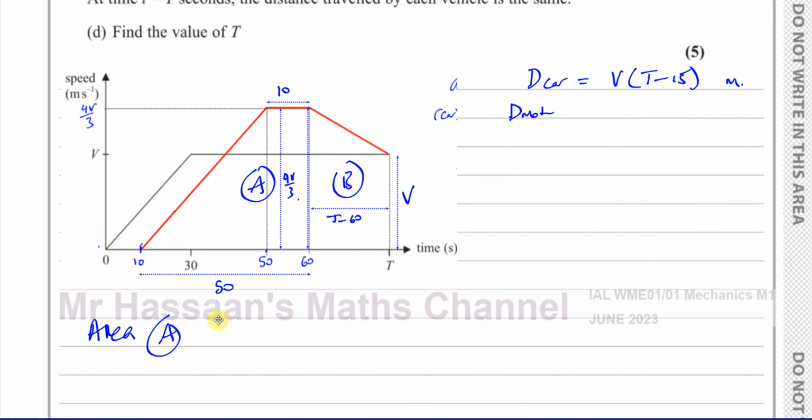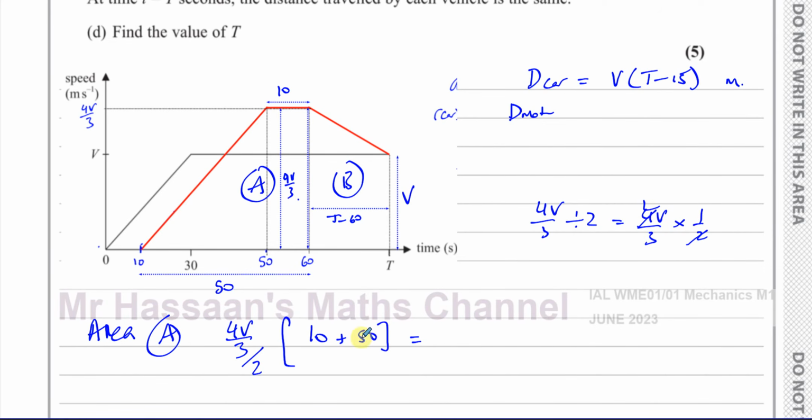Okay, so now the area of A is given by the distance between the parallel sides, which is 4v over 3, divided by 2 times the sum of the parallel sides, which is 10 plus 50. That gives us 4v over 3 times 1 over 2, which is 2v over 3. That's 2v over 3 times 60, and this cancels with that, giving me 20. So it's going to be 40v. Okay, so the area of this part is 40v.